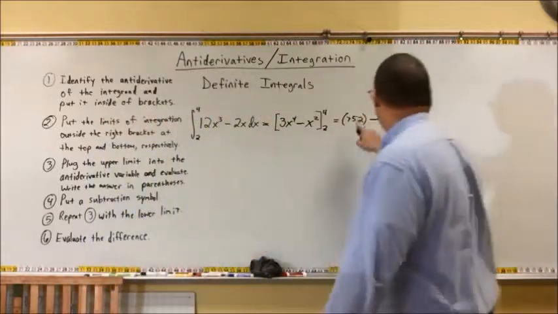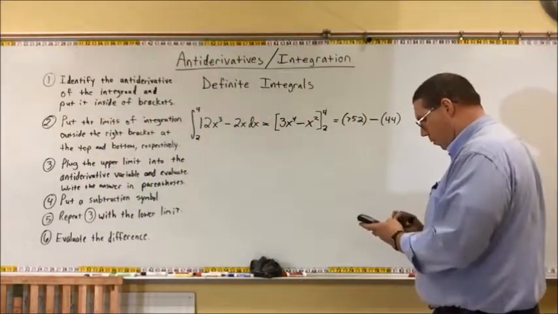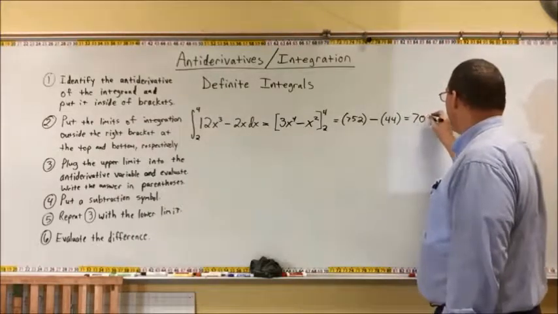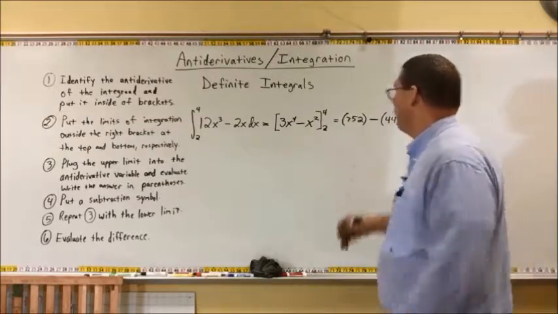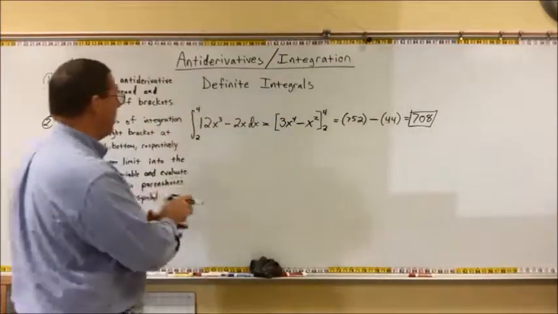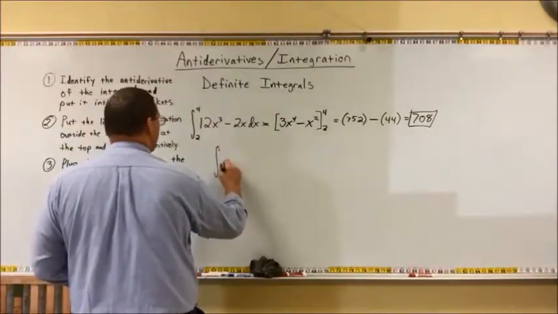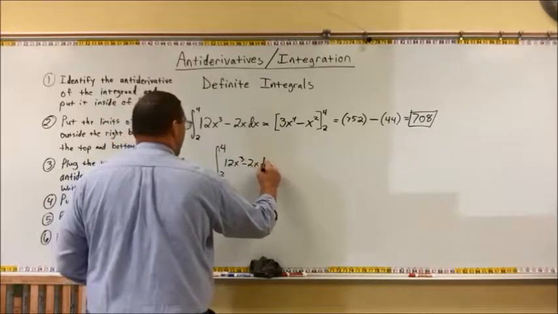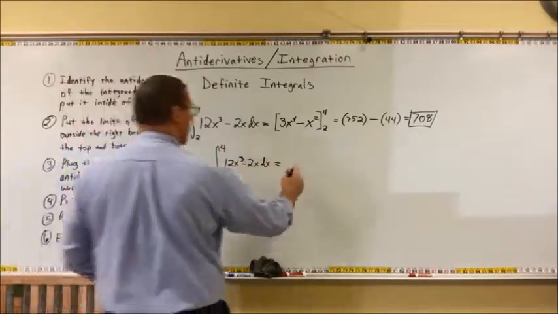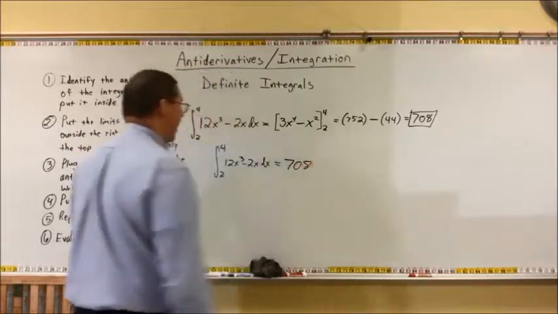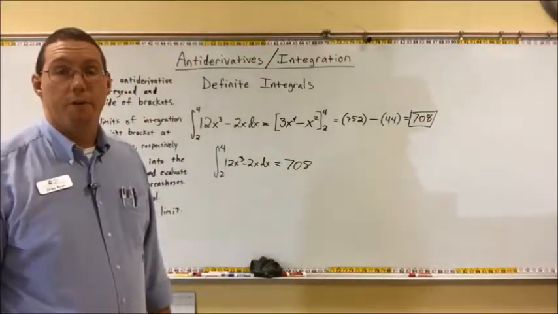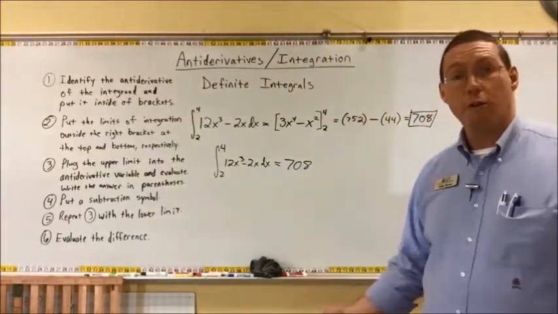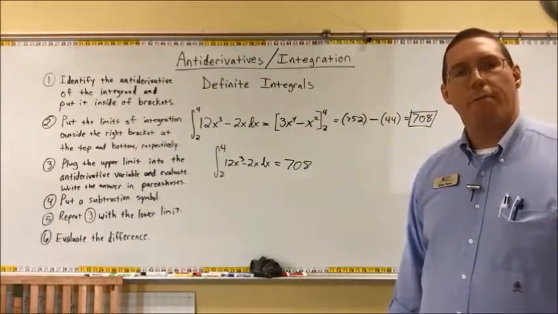And so, 752 minus 44, that's 708. And that is our answer. That is our definite integral. So, the definite integral from 2 to 4 of 12x to the 3rd minus 2x dx, the answer to this is 708. That's it. Like I said, definite integrals, the answers to them are values. Let's do a couple more examples.